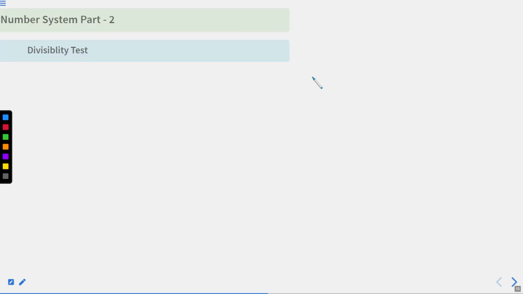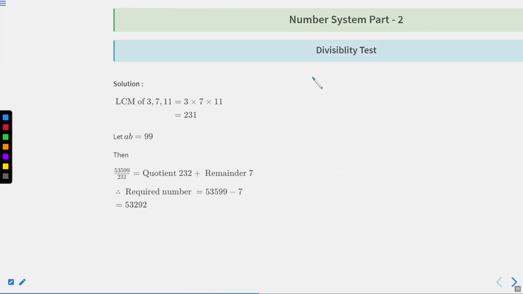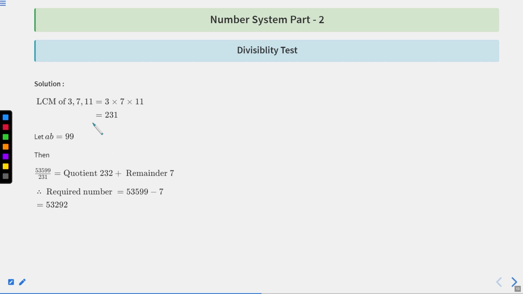So let us see what is the approach for this problem. To solve this problem, we are first going to take the LCM of 3, 7, 11. All of these are prime, so we can directly multiply them. So 231 is the LCM for 3, 7 and 11. So now we choose AB to be equal to 99. So if I choose AB to be 99, the resultant number is 53599.